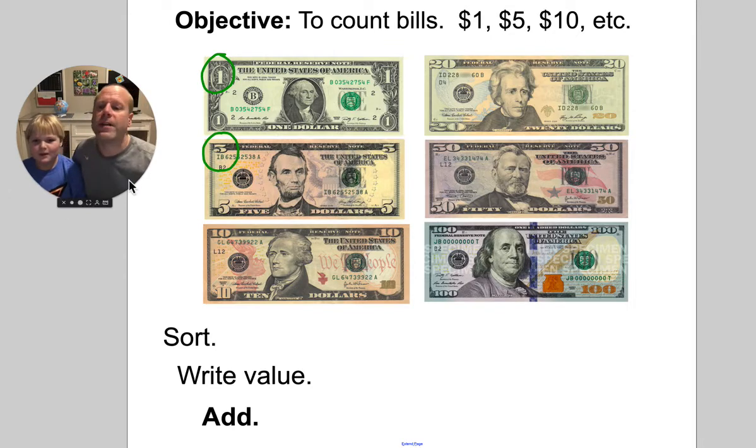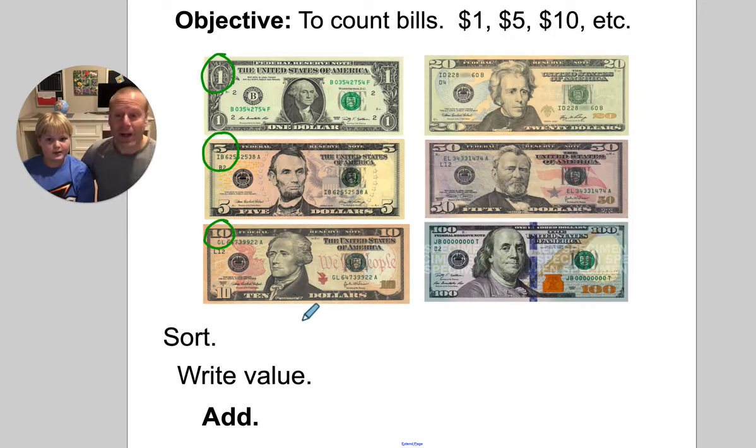Now this is one of my favorite bills. This is the $10 bill, and it's super easy to count. Do you know who this is? This is Alexander Hamilton, the first Secretary of the Treasury. He was never president, and he has a sad story, but we'll talk about that another time. So those are going to be skip count by tens.